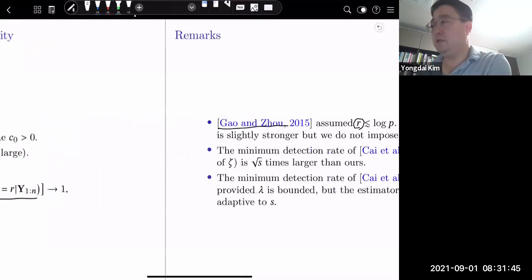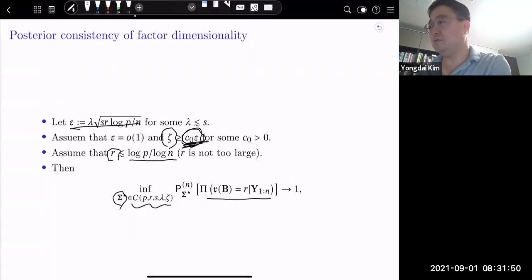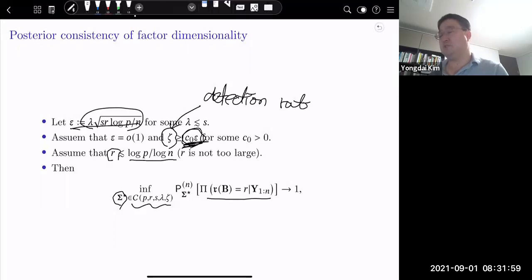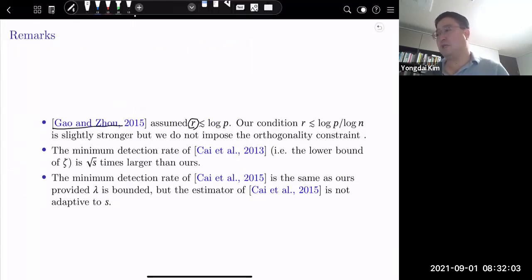Here, this zeta is called the detection rate, the eigengap. The lower bound of our detection rate is smaller than the detection rate of Chi 2013, where the detection rate of Chi is square root of S times larger than ours. The smaller the detection rate, the better. And the estimator of Chi in 2015 is consistent under the minimum detection rate, the same as ours. But as I mentioned earlier, the estimator of Chi 2015 is not adaptive to S, but our Bayesian model is adaptive to S. We do not use any information about the true sparsity in the prior or the model.